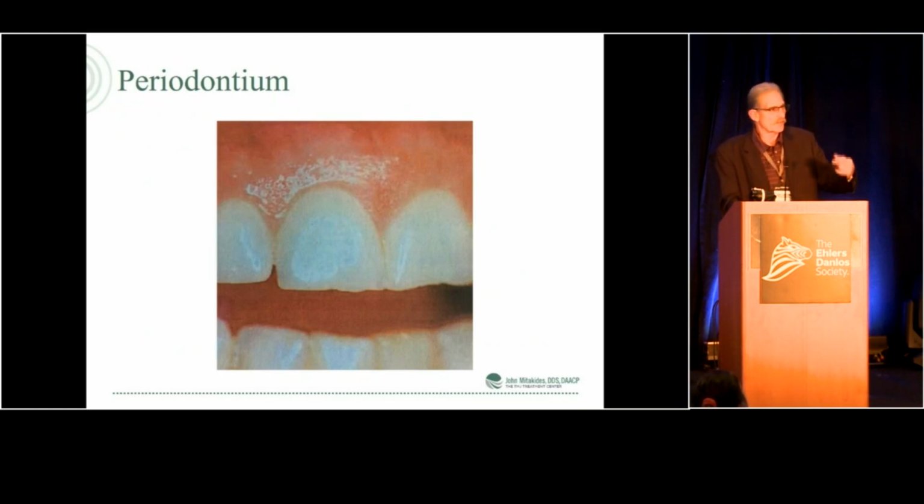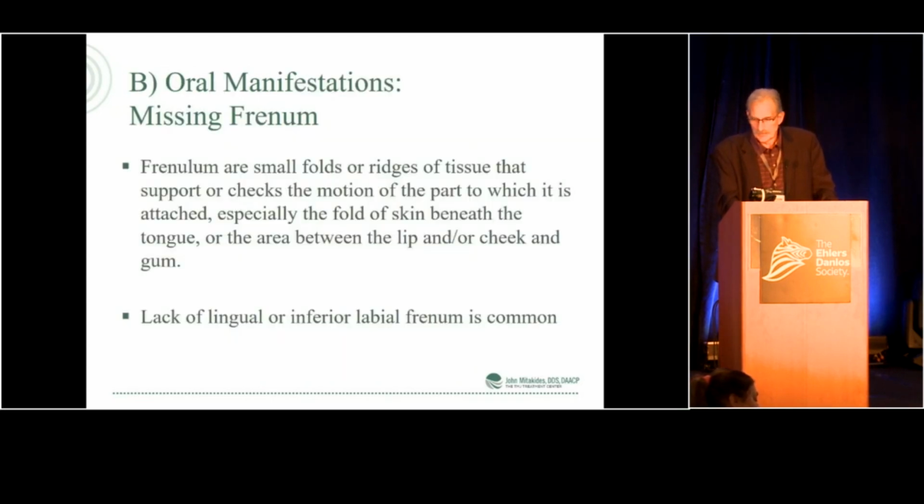Now here's the gum reflection that we were talking about. You see where the light will actually bounce right off of those things. Now let's talk about the frenums. Now the frenum is the piece of gum that goes from your lip to the body of the mandible and or maxilla, and it's a small fold of tissue.